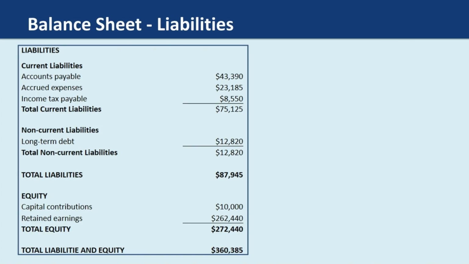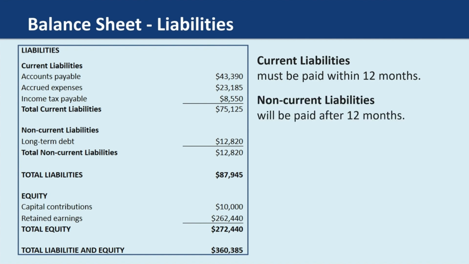Liabilities is what the company owes to others. For example, suppliers, employees, tax office. It has current liabilities and non-current liabilities. Current liabilities are liabilities that must be paid within 12 months. For example, accounts payable, accrued expenses, income tax payable.